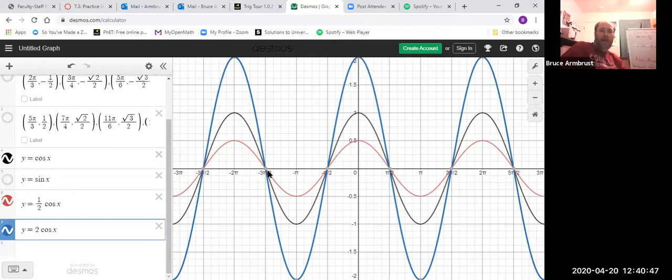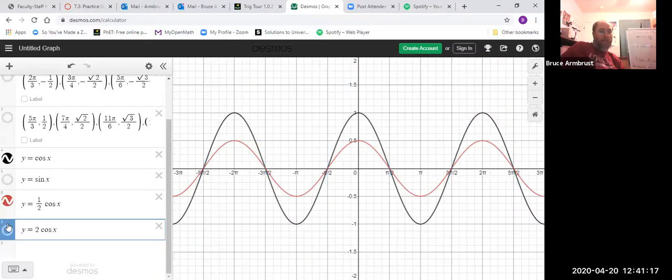But other than that, nothing else changed. The intercepts are still in the same location. The x-intercepts are in the same location. We still have the same period. It still repeats the same way. All we did was change the amplitude. So if you want a taller wave, multiply by a number bigger than 1. If you want a shorter wave, multiply by a number smaller than 1. Okay, so there's our amplitude. Amplitude changes are really easy to do. So let's do some period changes.